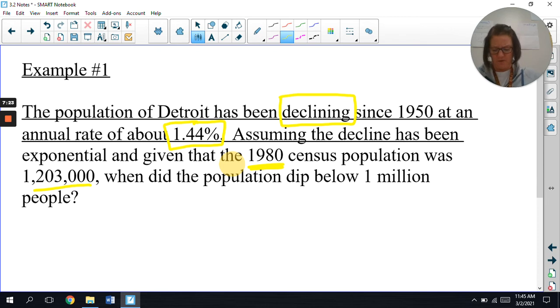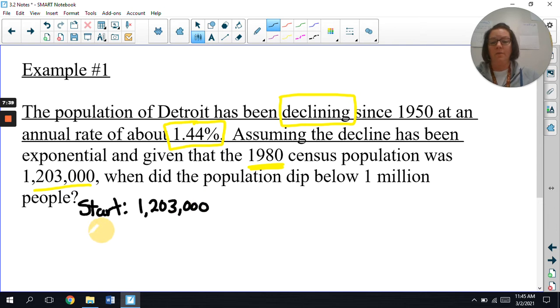So let's just write down some stuff that we know. Oops, let me get a different color so it's easier to see. So we have a starting population of 1,203,000, and then our X is going to be years after 1980, and then we need to figure out our rate or our B value.